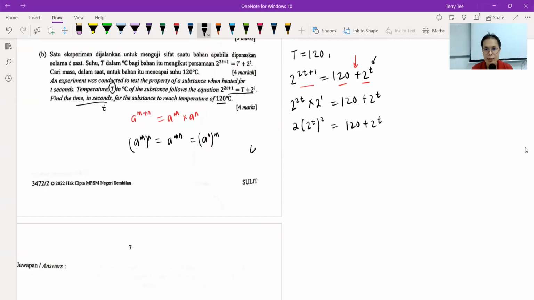Okay, we now let whatever has power t here, in this case 2 power t, equal another variable. You can use y, you can use anything. I use u. So it's 2u squared equals 120 plus u. So what we have here is a quadratic equation. I can rearrange it, bring everything to the left-hand side: 2u squared minus u minus 120 equals 0.